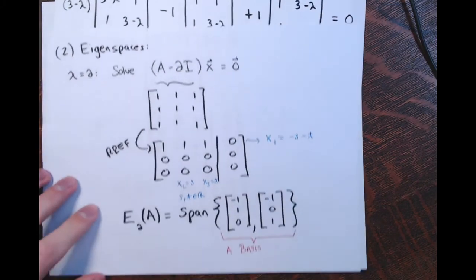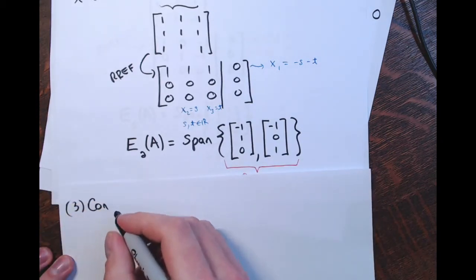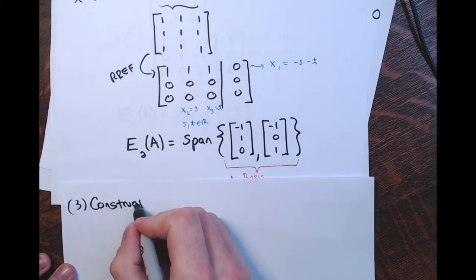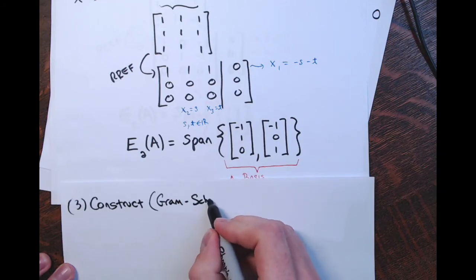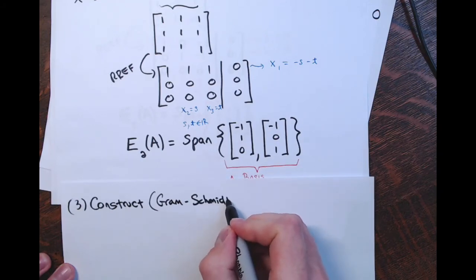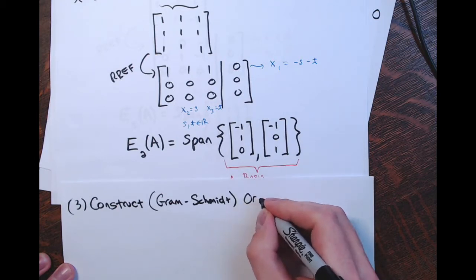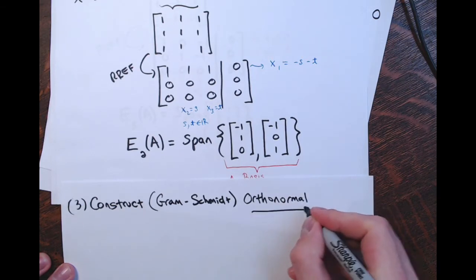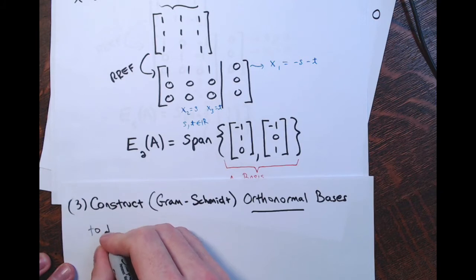So we construct, using the Gram-Schmidt procedure, orthonormal bases for the eigenspaces.